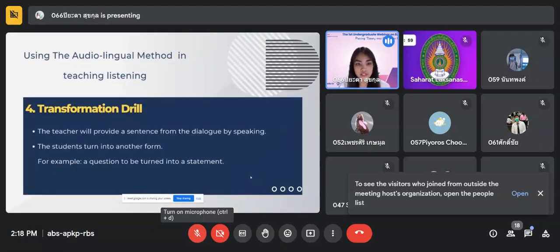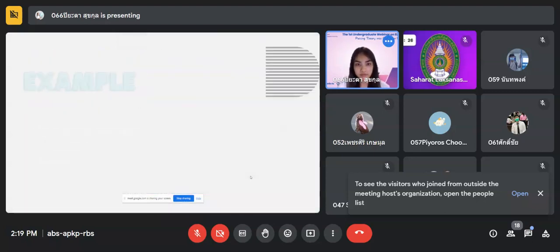And the next one is transformation drill. What is transformation drill? The teacher will provide a sentence from the dialogue by speaking to the students, and the student has to turn it into another form. Well, it depends on the teacher's instruction. For example, you speak one sentence from the dialogue, and it is a question form, right? So you want your student to turn it into a statement or affirmative form. It depends on your instruction.